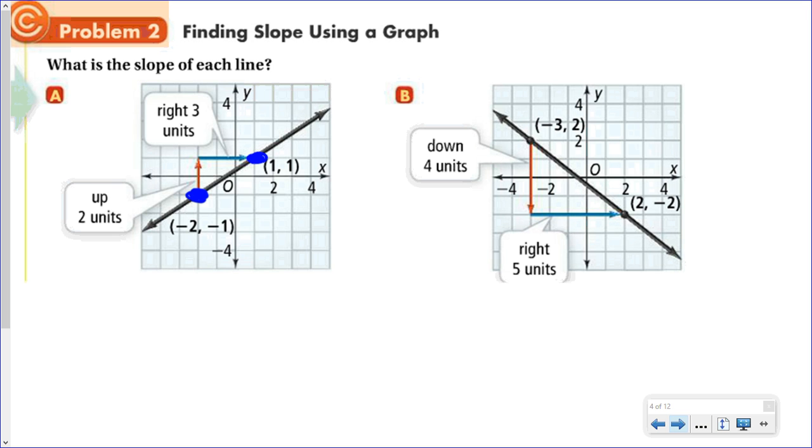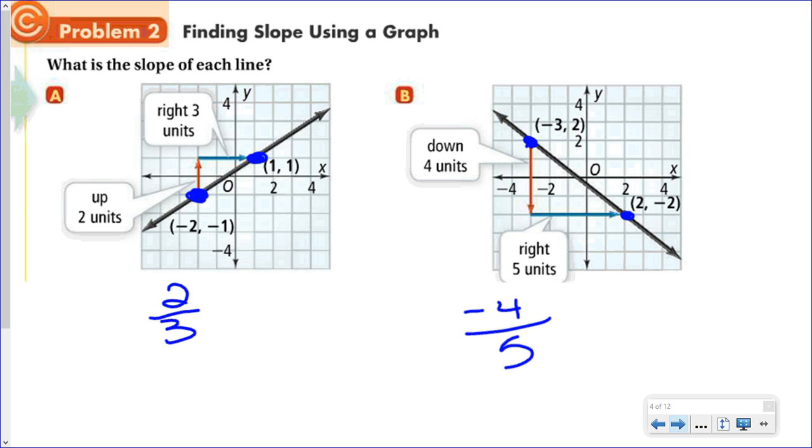Starting on your leftmost dot, find your vertical change. To get to the dot on the right, you'd have to go up 2 and over 3, which means your slope is 2 over 3. The next one, you're starting from this dot because it's more on the left, and you're ending on this dot. You put your vertical change over your horizontal change. If it's down 4 units, it's going to be -4, and then over 5. Your final answer is -4/5.